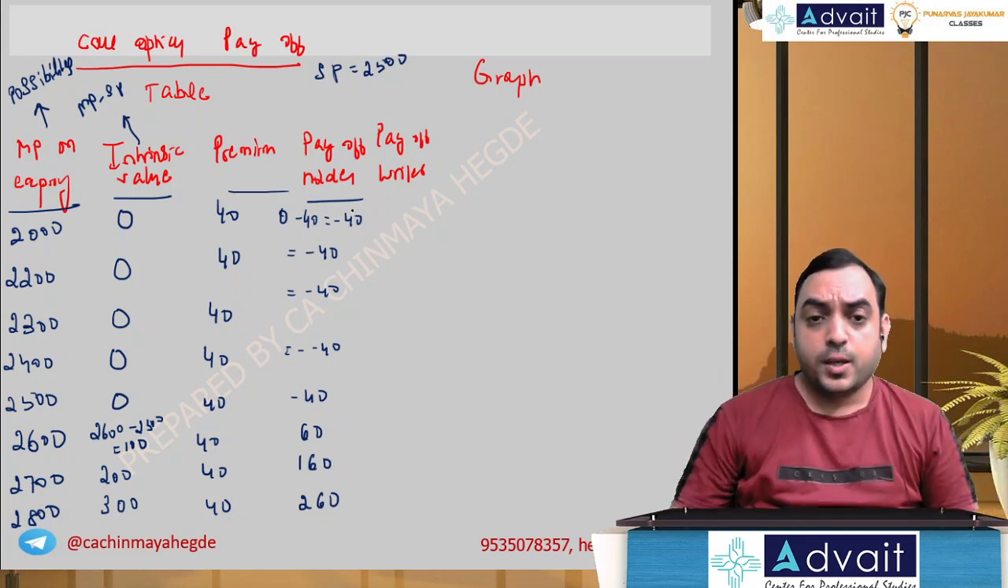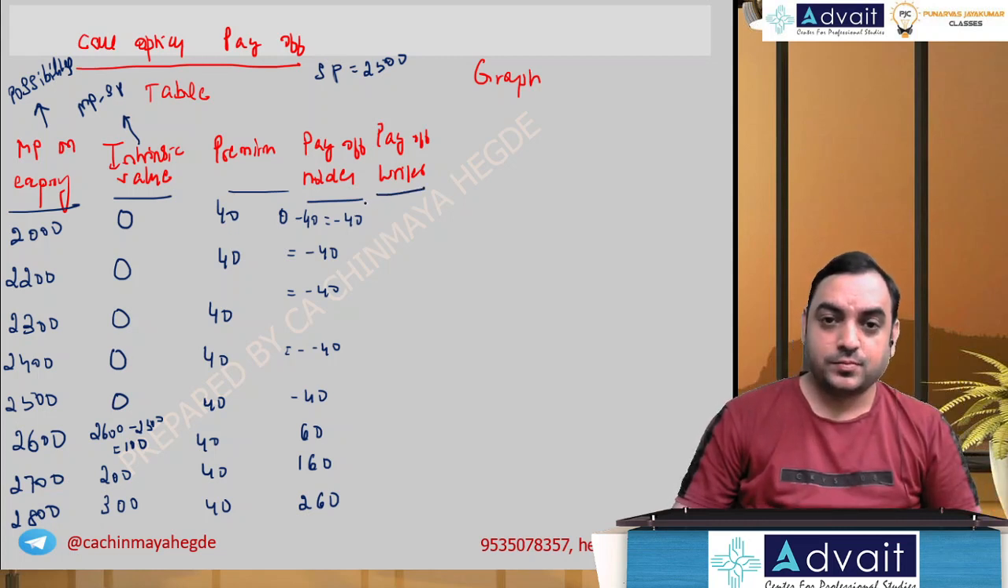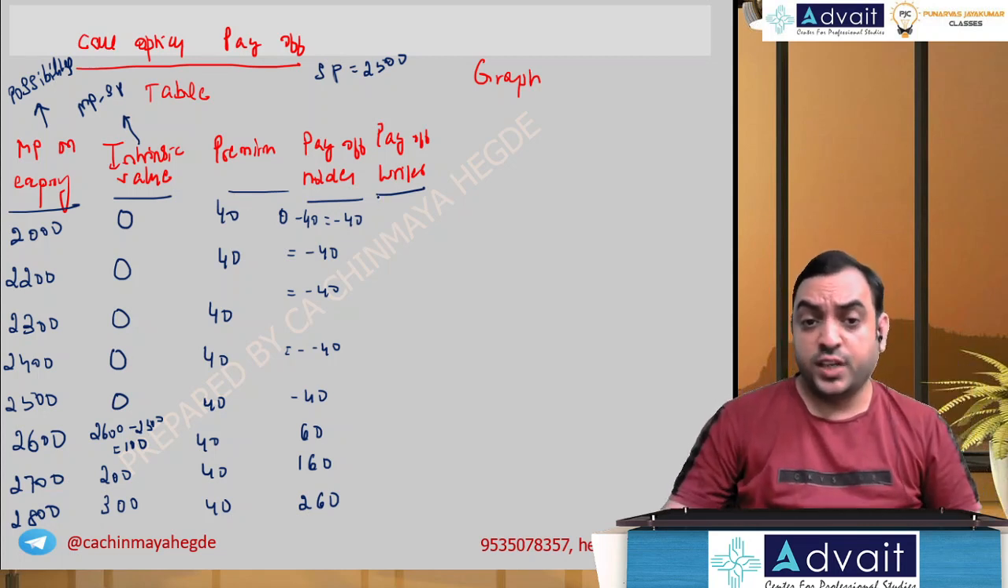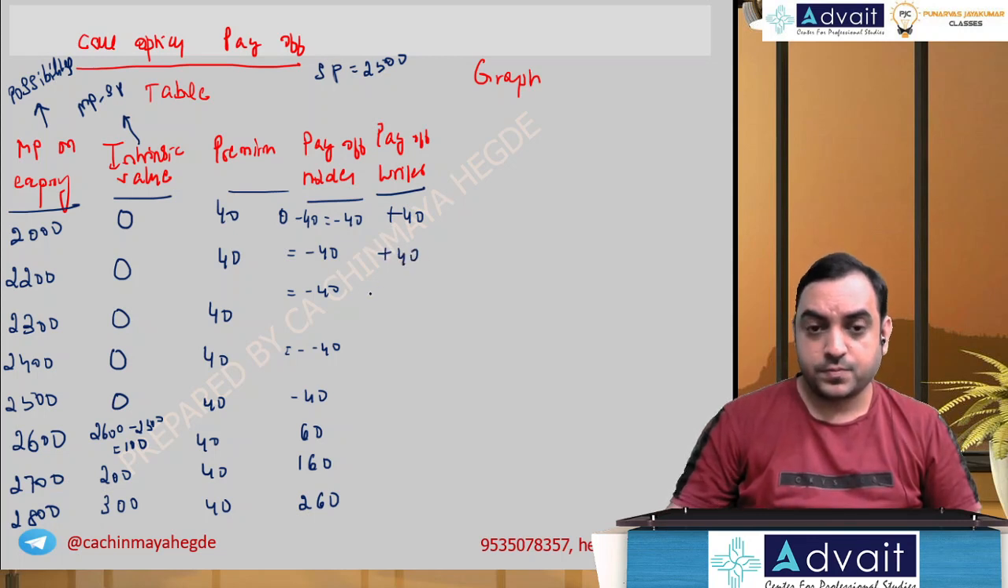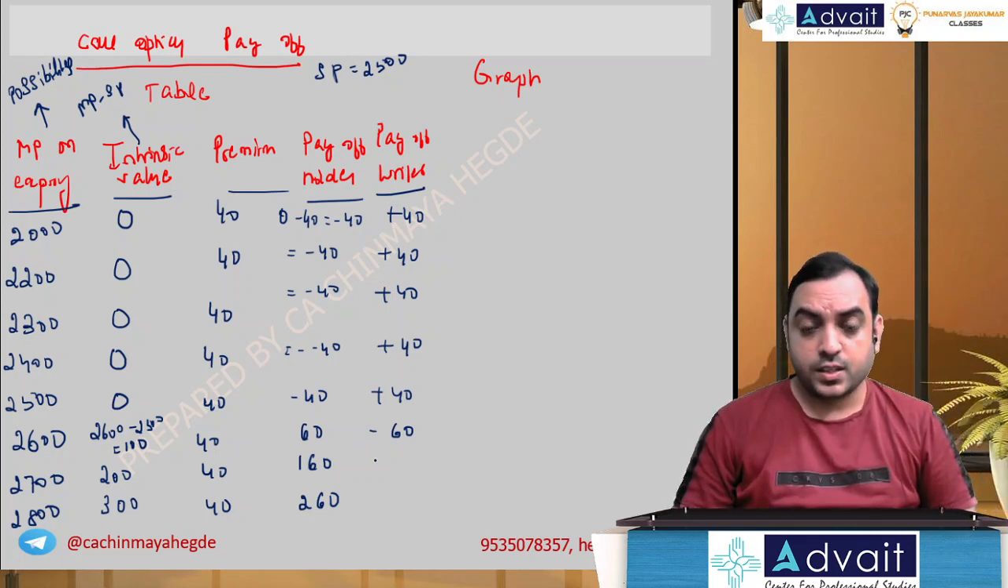Now, payoff for the writer will be opposite. Very simple. Premium minus intrinsic value. So it will be plus 40, plus 40, plus 40, plus 40, plus 40. Then minus 60, because the premium is inflow and intrinsic value is outflow. Minus 160. Minus 260.